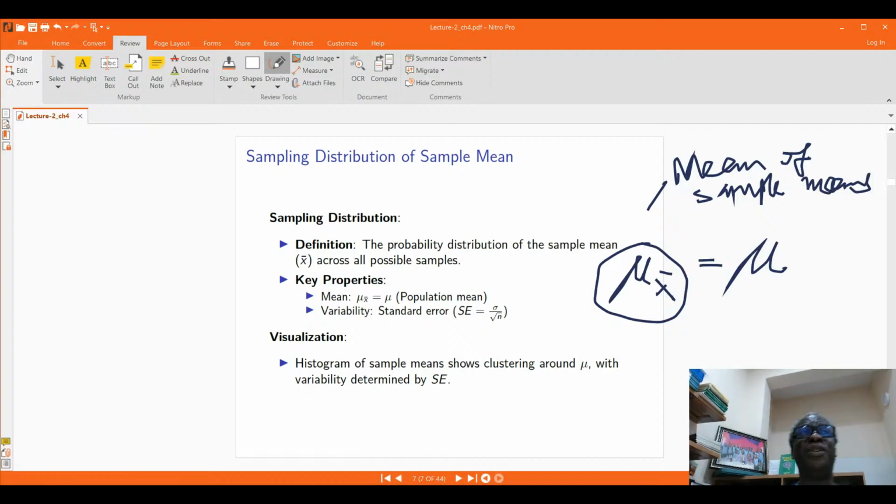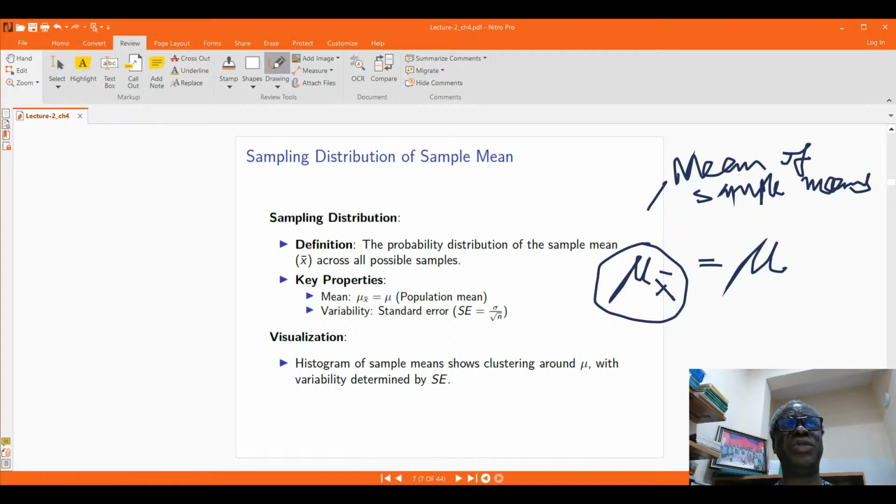The mean of sample means. So the mean, the average of all the sample means will give you the same thing as the population mean. That's what the first property there implies. And you must know that anytime, any day, anywhere.